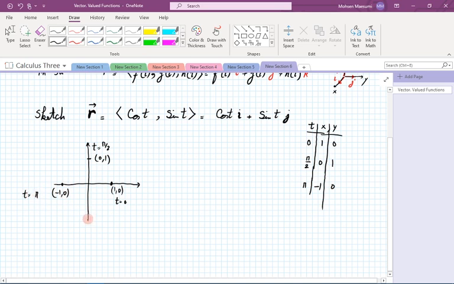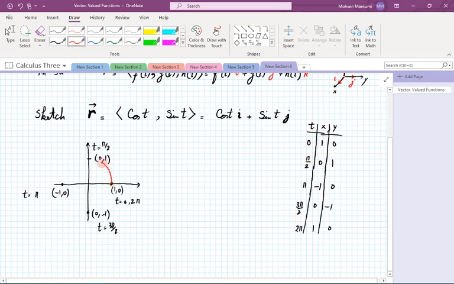Finally, if we come to 3 pi over 2, we are at 0, minus 1, so we'll be at this location. And when we arrive at 2 pi, we are back to 1, 0, so we are back to the starting location.